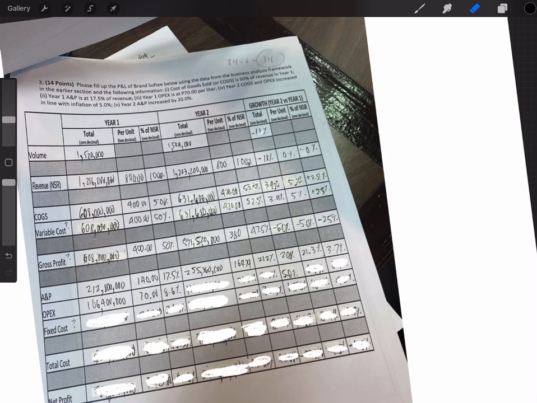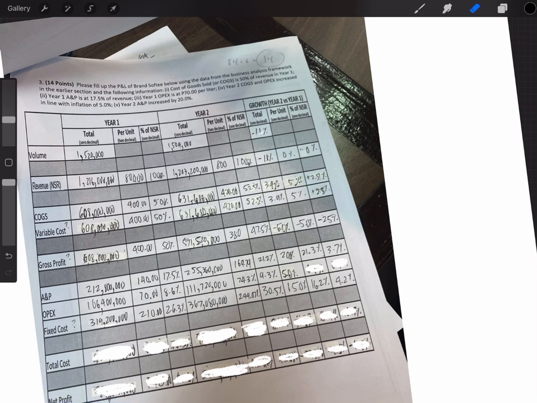Operation expenses already increased with the 5%. So to find out the total for year two, we're going to apply the growth percentage of 5% to the 106 million to get its value. Again, look for per unit and percentage of NSR the same way.